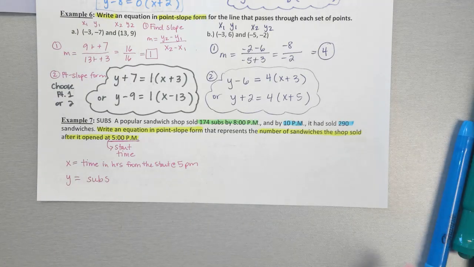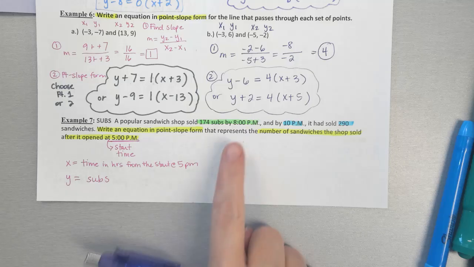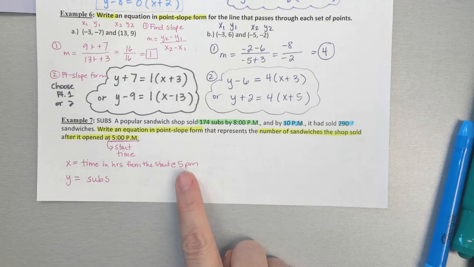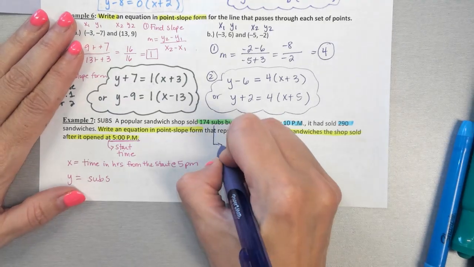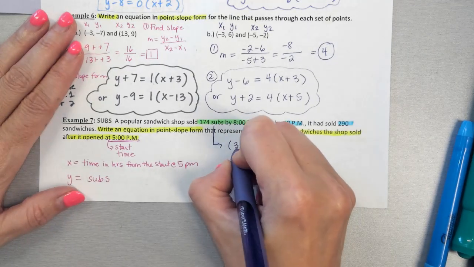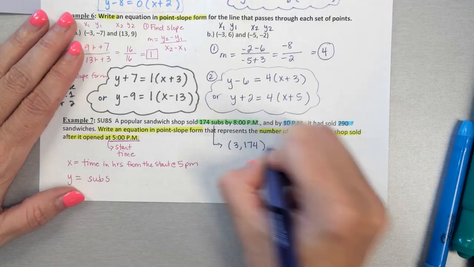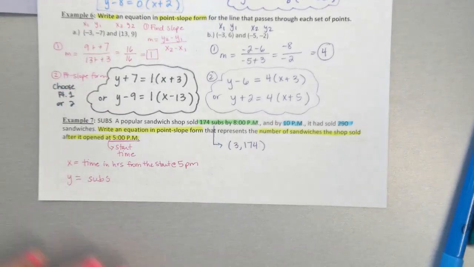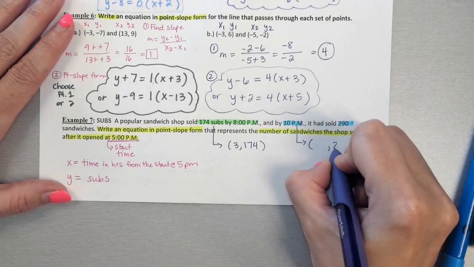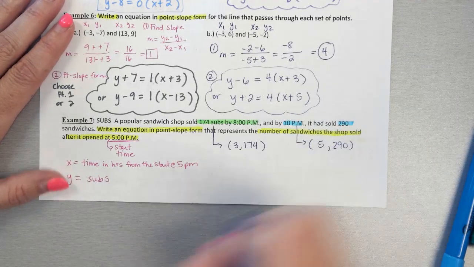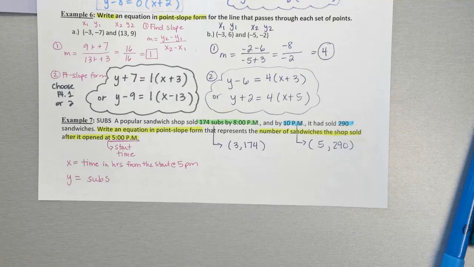So just like we did on our earlier example, we want to state what our values are. At 8 p.m., the time from the start, 5 to 8, is how many hours? 3, so after 3 hours, 174 subs were sold. By 10 p.m., how many hours have passed? 5. So then we can find our slope from here.